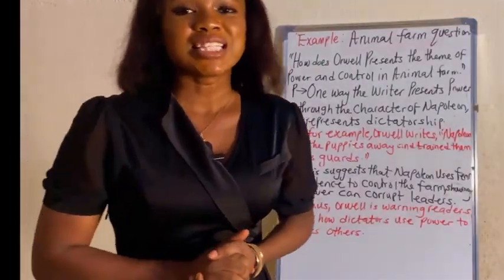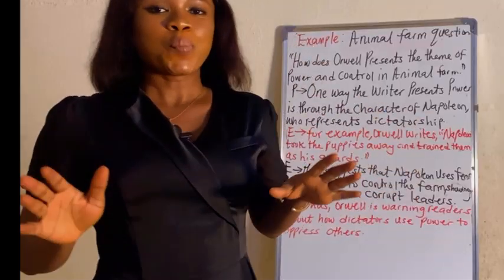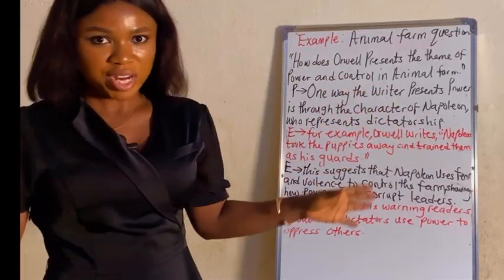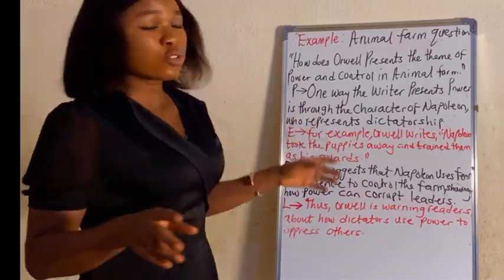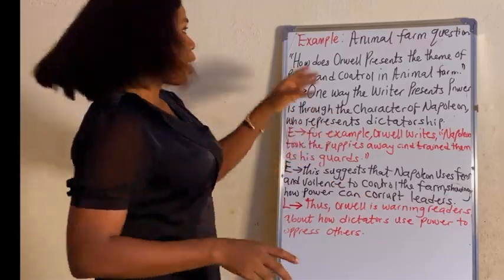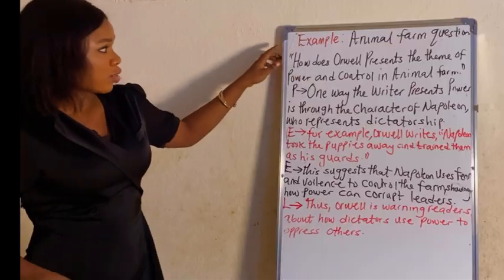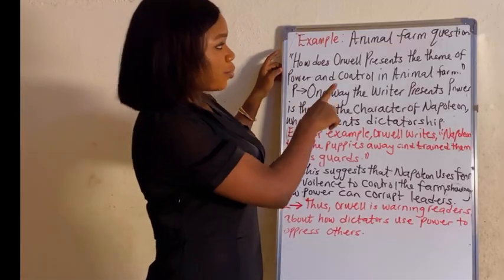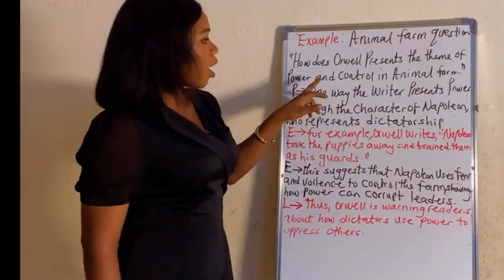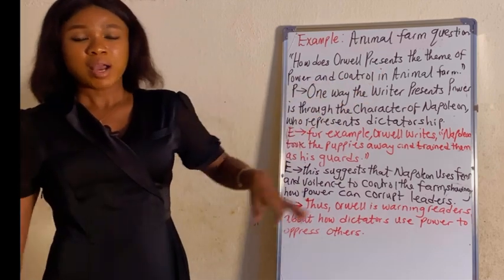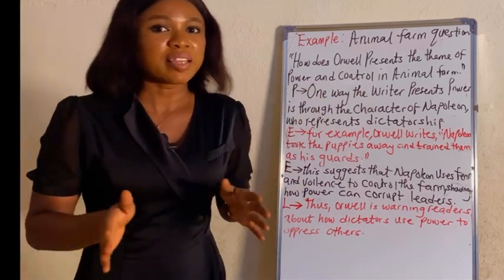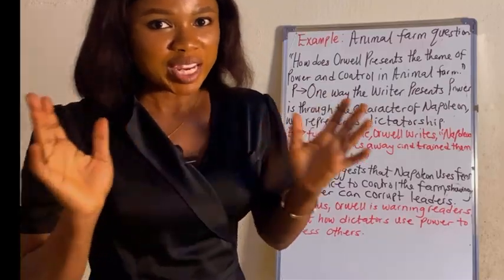So we're going to be looking at an example from Animal Farm. Animal Farm is a very interesting story. I hope you've read it. It's very, very interesting. So we're going to take an example from an Animal Farm question. The question says, how does Orwell present the theme of power and control in Animal Farm?